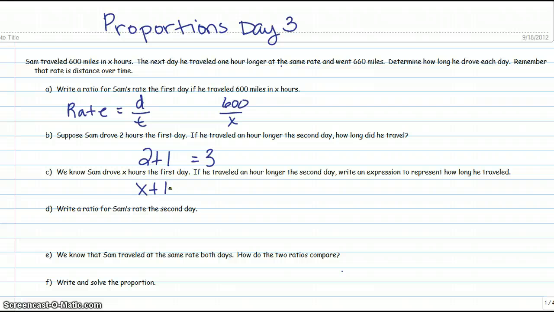So we need the distance over the time. The second day, he drove 660 miles over his time of X plus 1. We know that Sam traveled the same rate both days. So how did the ratios compare? The word same in math is definitely equals. So we have 600 over X equals 660 over X plus 1. That is our proportion for this problem.